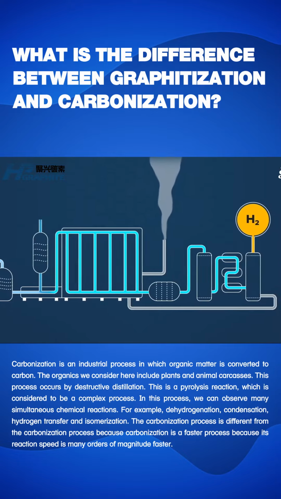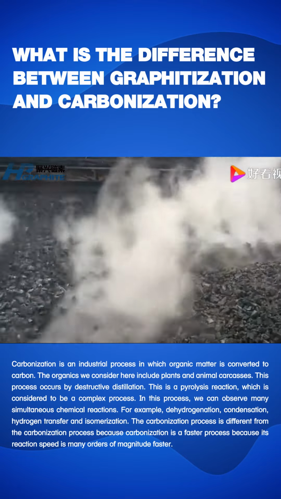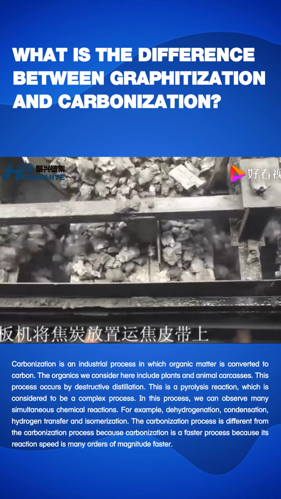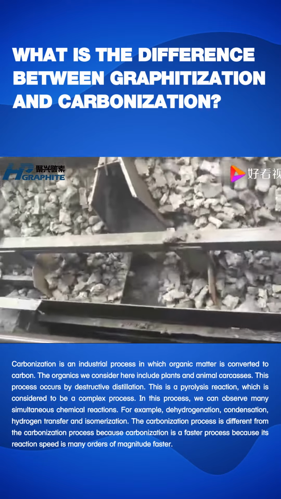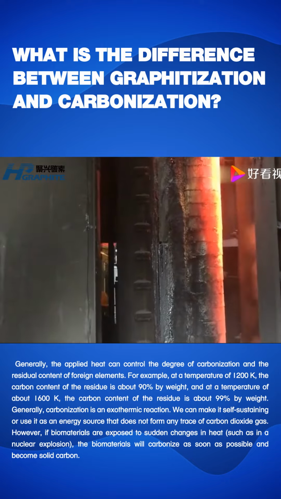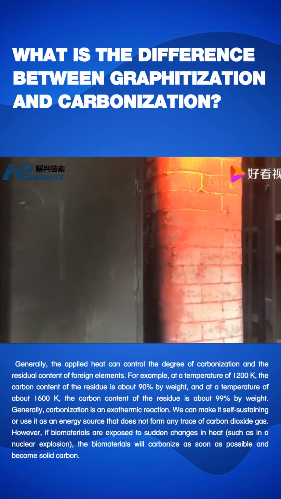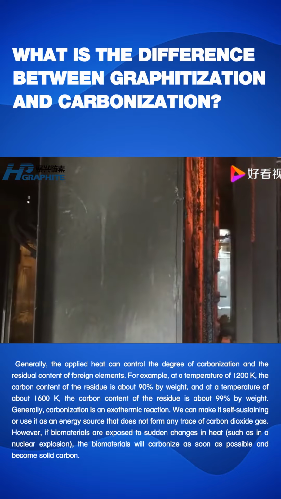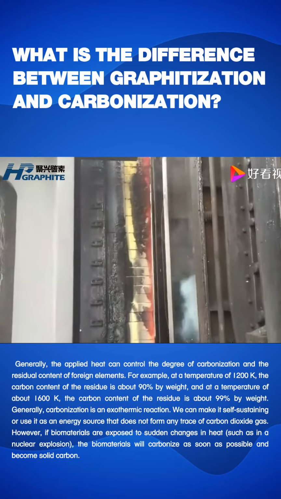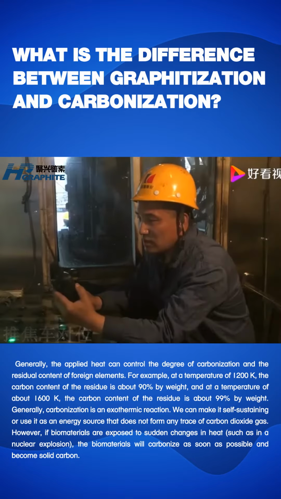For example, dehydrogenation, condensation, hydrogen transfer and isomerization. The carbonization process is different from the graphitization process because carbonization is a faster process because its reaction speed is many orders of magnitude faster. Generally, the applied heat can control the degree of carbonization and the residual content of foreign elements. For example, at a temperature of 1200 K, the carbon content of the residue is about 90% by weight, and at a temperature of about 1600 K, the carbon content of the residue is about 99% by weight.